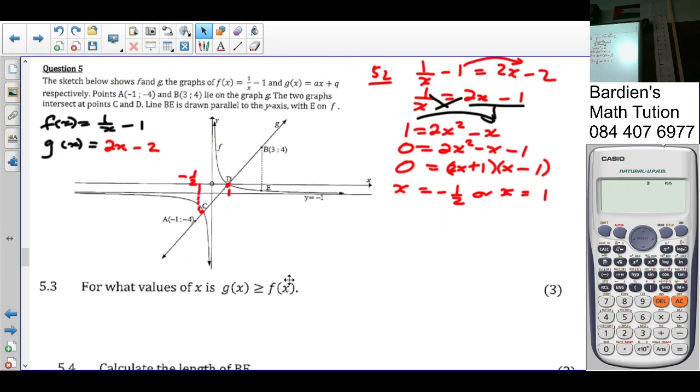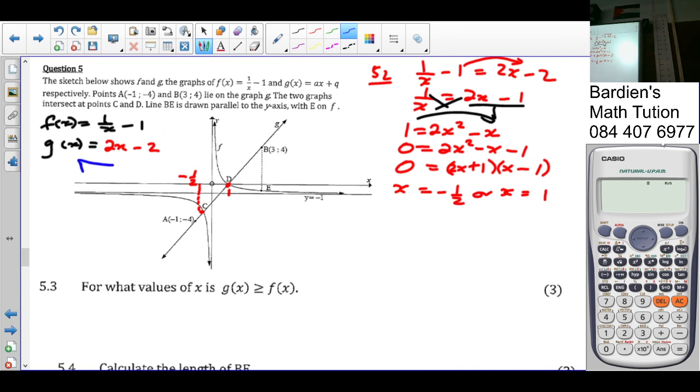So let's look at number 5.5. They say for which values of x is g of x greater than or equal to f of x. In other words, it is where f is below the graph of g, or g is above the graph of f. Now, in the previous question, they asked us to work out the point of intersection, so that it leads into this question here. So we need to see where g is on top of f.